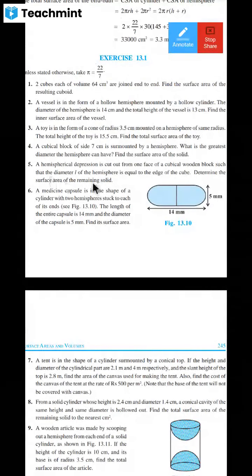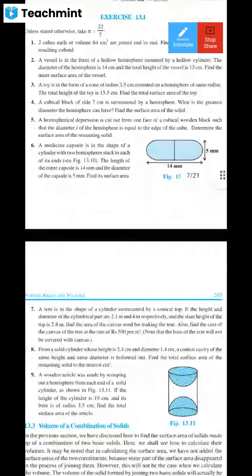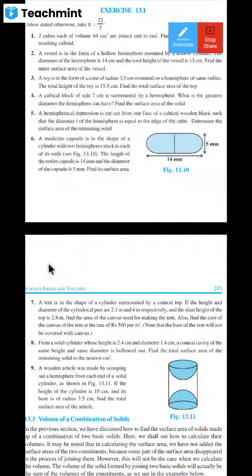A hemispherical depression is cut out from one face of a cubical wooden block such that the diameter L of the hemisphere is equal to the edge of the cube. That means L is the diameter of the hemisphere and L is the edge of the cube also. Determine the surface area of the remaining solid. So you have to find out the remaining surface area.